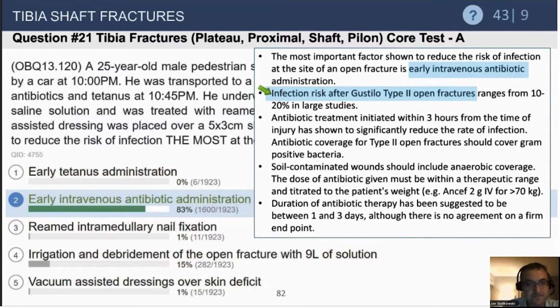Infection risk after a type 2 open fracture is 10 to 20%. This is high. All right, we've got to get it lower. So remember, you want to get it done within the first hour, ideally, but within the first 3 hours for sure. You want to be thinking that usually you're going to be giving a cephalosporin, such as cefazolin, for just a type 1 or type 2. Duration of antibiotic therapy is controversial. Usually it's a minimum of at least 24 hours. Some people do up to 72. There's no great consensus, but remember, the consensus is to give antibiotics as quickly as possible.